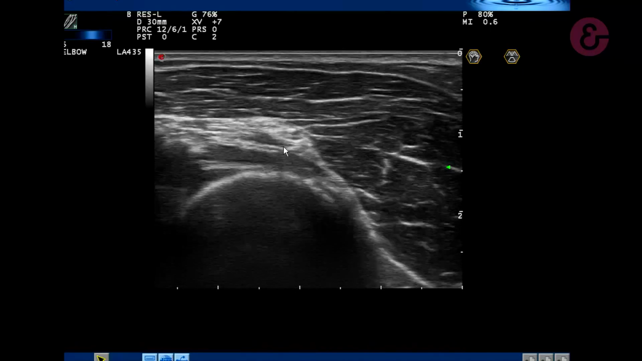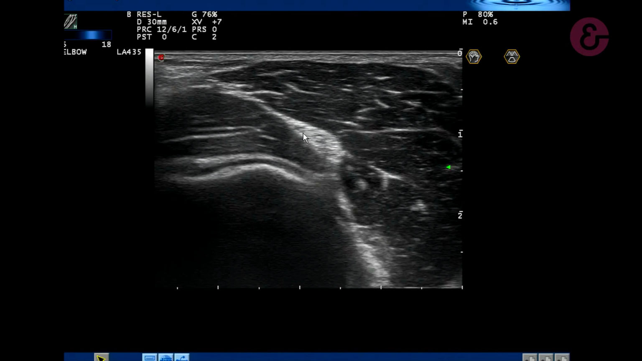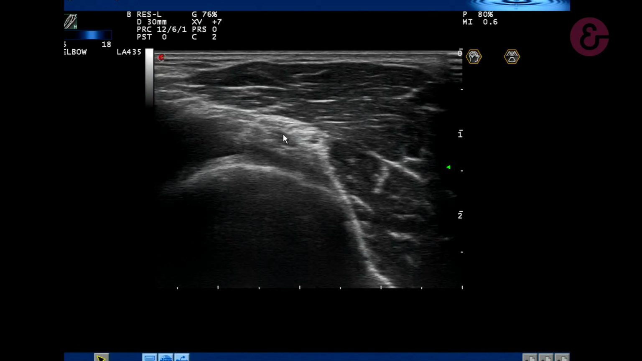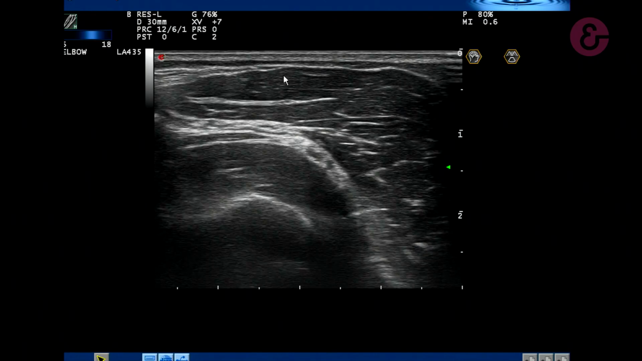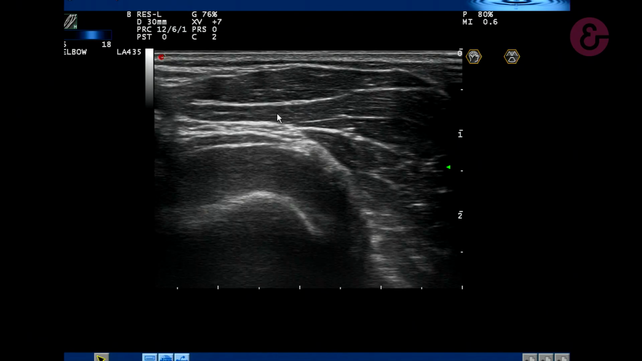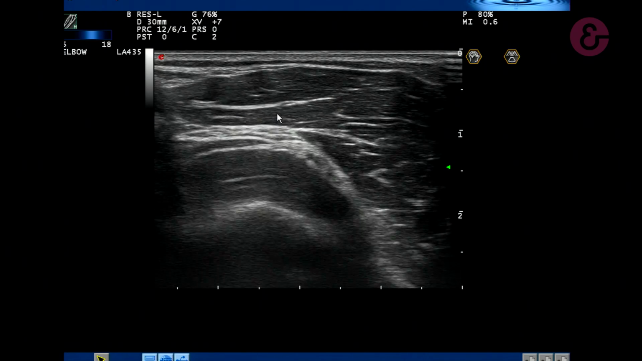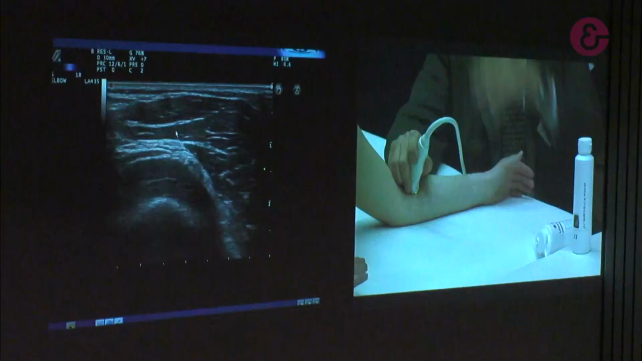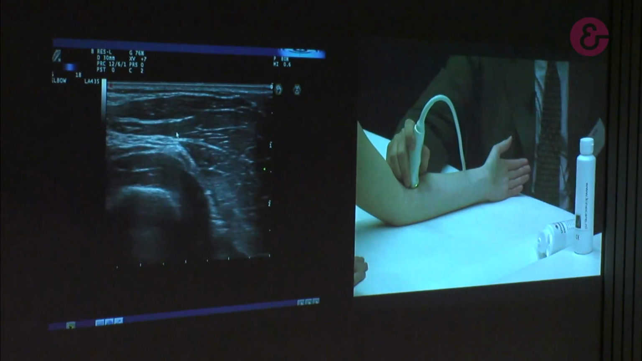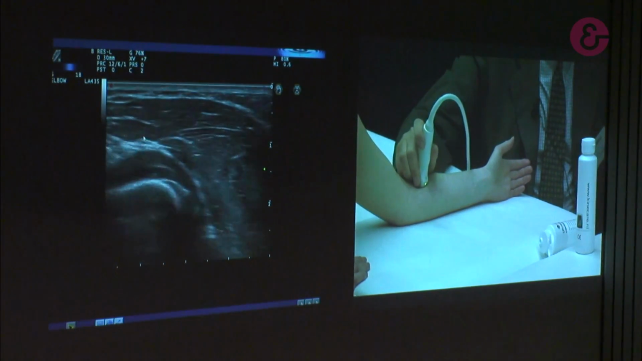Then I go back once again, my nerve, I go back. And this time, I will follow the sensitive. The sensitive is very easy to be followed because it is located under the coracobrachialis muscle. So if you find the muscle, you can find the nerve. If you can find the nerve, you can find the muscle again. So this is the coracobrachialis, and this is the superficial.